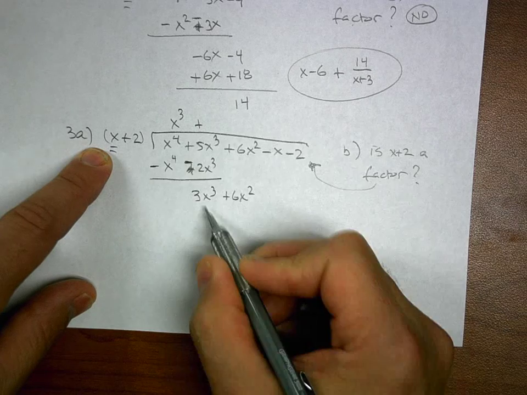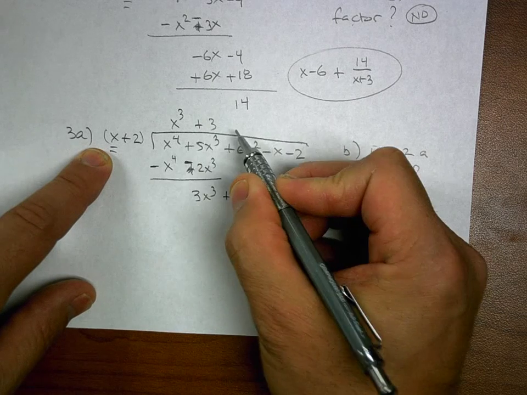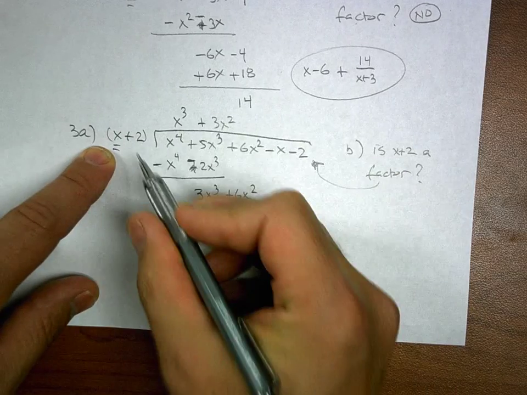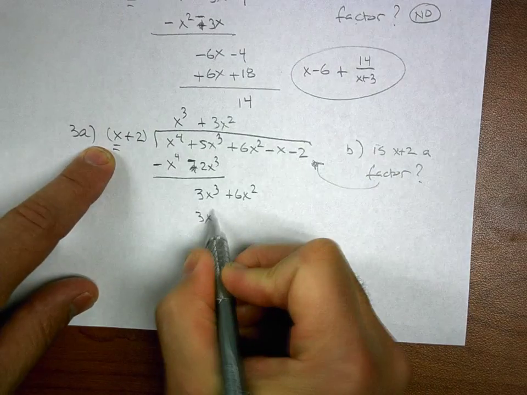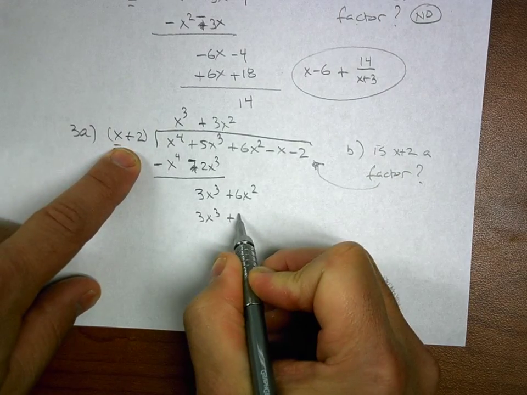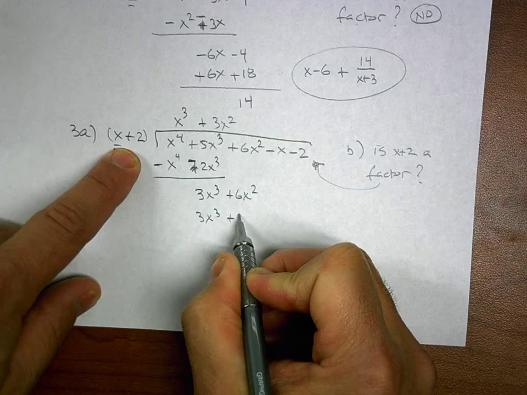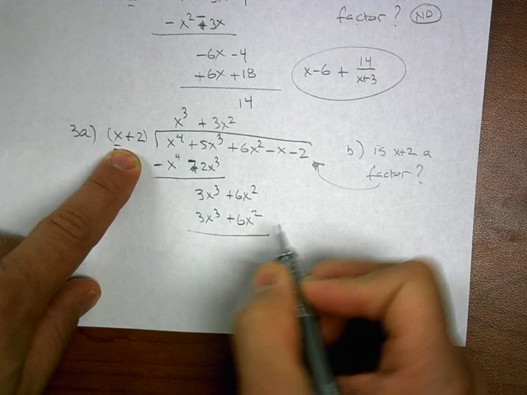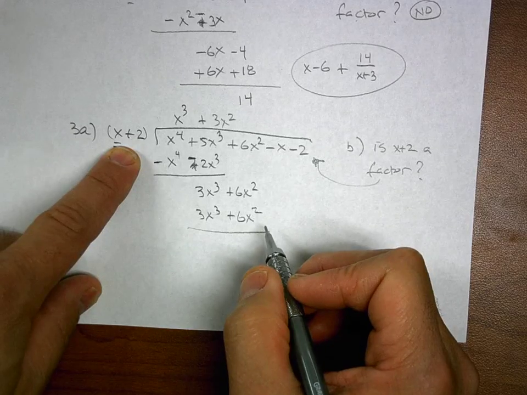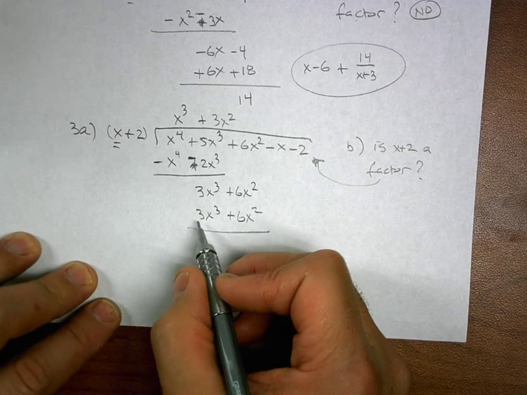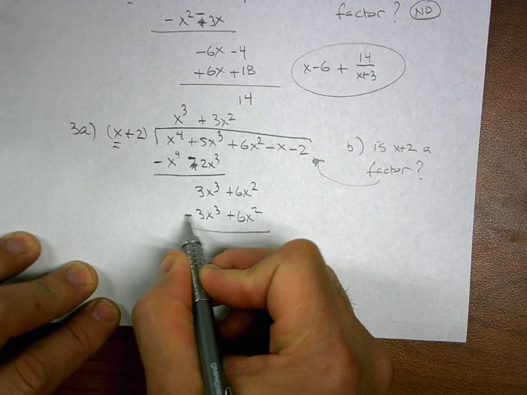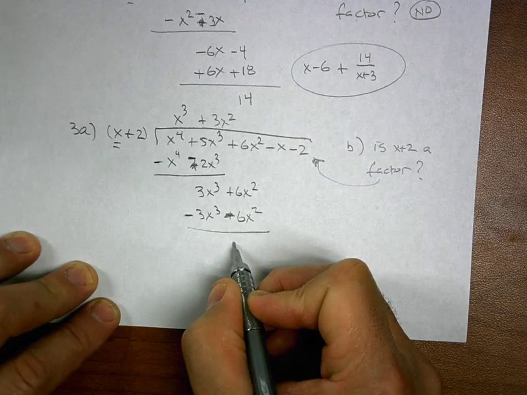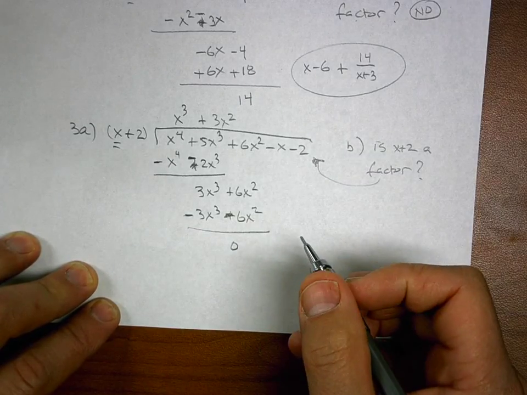Plus 3x squared. Okay, 3x, and then we multiply. So we get 3x cubed plus 6x squared. Well, that's kind of nice, I guess. We change the signs. That's minus. That's minus right there. What do we get when we add? 0. Nice. So now what do we do?